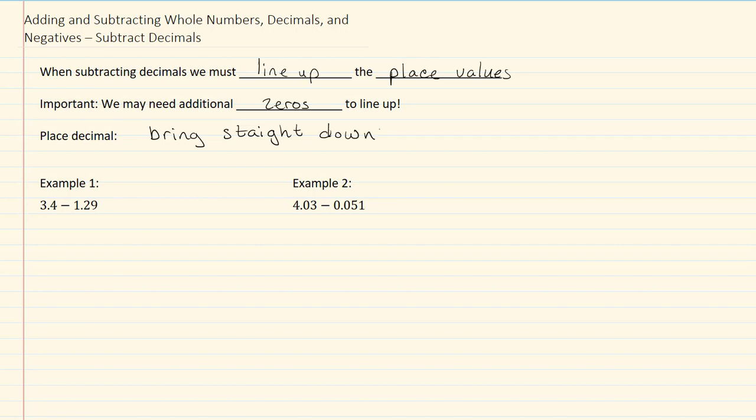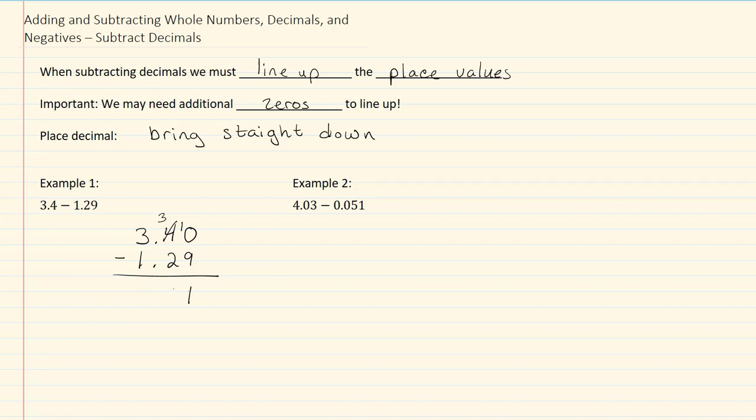In example 1, we have 3.4 minus 1.29. So we have 3.4 minus 1.29. We need to put a place value above our 9 of a 0 so that we have digits there. Now when I go to subtract, 0 is smaller than 9, so I have to borrow from my neighbor. So I'm going to borrow 1 from my 4, leaving me with 3. And now I'll have 10 minus 9, which would be 1.